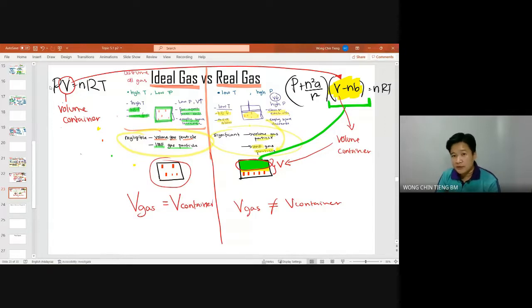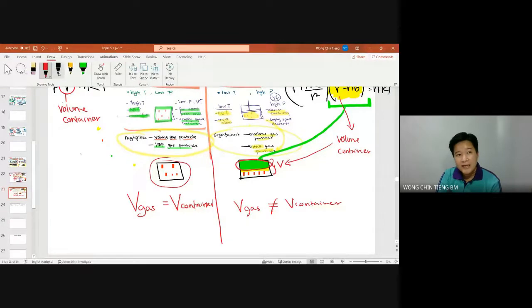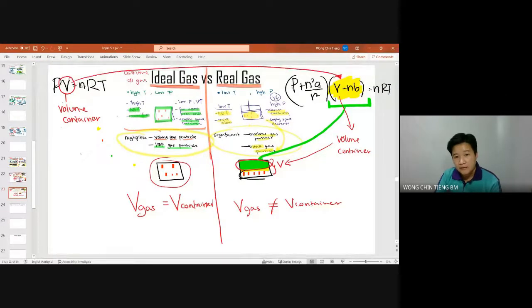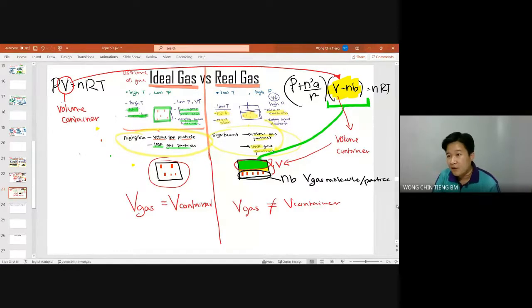So kita nak buat apa? Kita kena tolak lah. This entire thing need to minus out the NB. And the NB is this part. This is the NB, the volume that is occupied by the gas. Gas molecule, gas particles. Okay? Molecular volume dia. So you need to minus out. That is the entire bits that we want, which is only the green color.